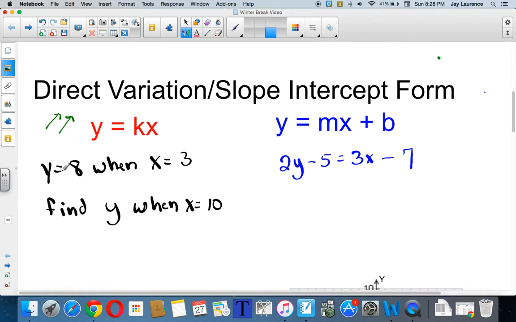So we have y equals 8 when x equals 3. Find y when x equals 10.